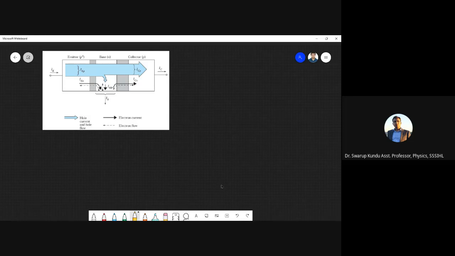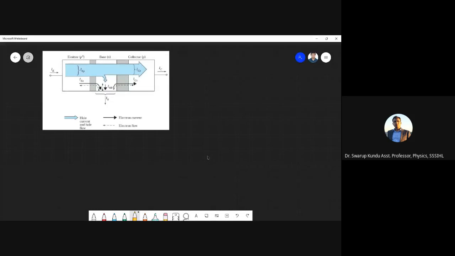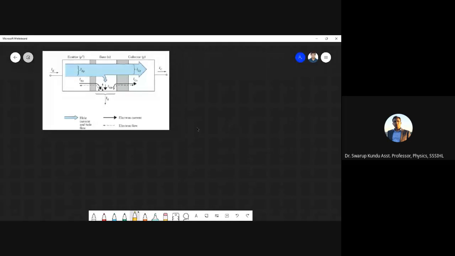And then we started deriving the current gain for a transistor, but we could not complete it. So let's continue from there. In this session, we will derive the current gain equation for a transistor. For this, we will do it for a PNP transistor, and for the NPN transistor, you can do it yourself. Okay. So let's begin with the different current components.